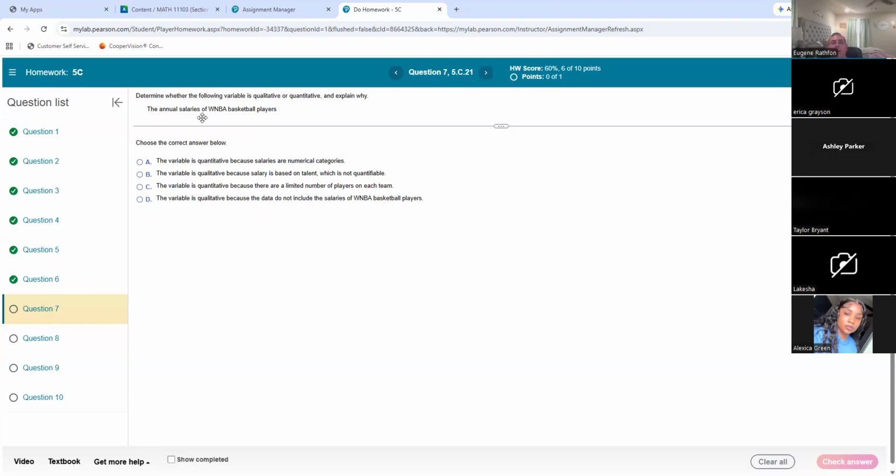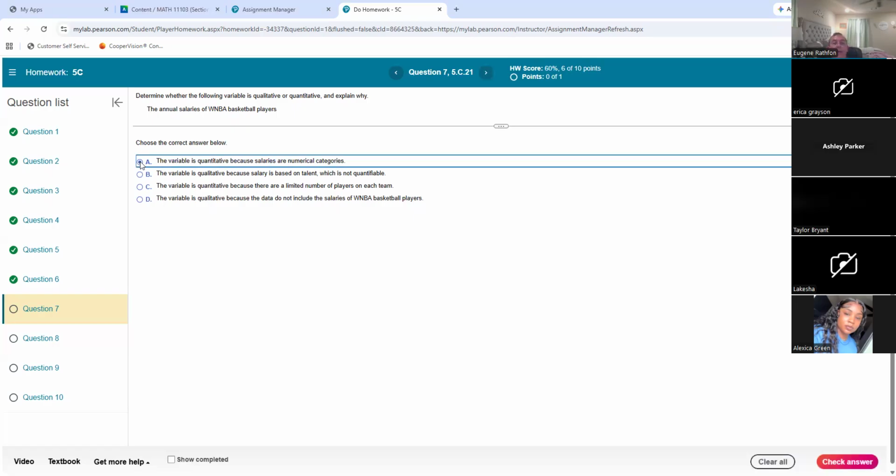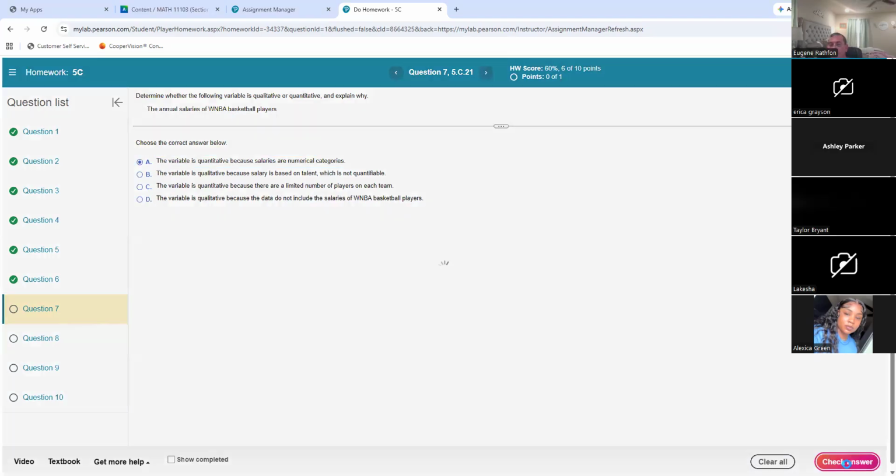All right, so y'all, those are quantitative because salaries are numerical. All right, so I finally got one popped up. A, that's perfect, right? Because it's quantitative because the salaries are numerical categories. Good job.